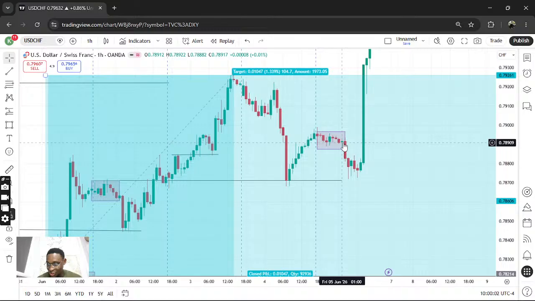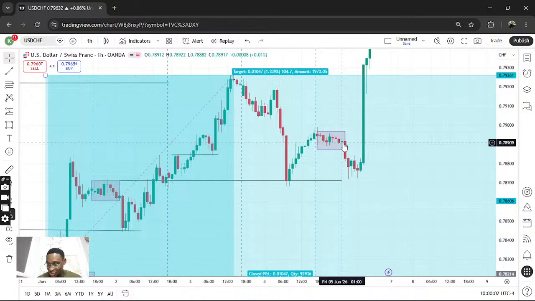You understand? That first of all, market will take out this liquidity and trade into this particular order block. But it didn't happen. It didn't happen because this is the accumulation. And secondly, the market is in an uptrend. We are expecting a bullish movement.